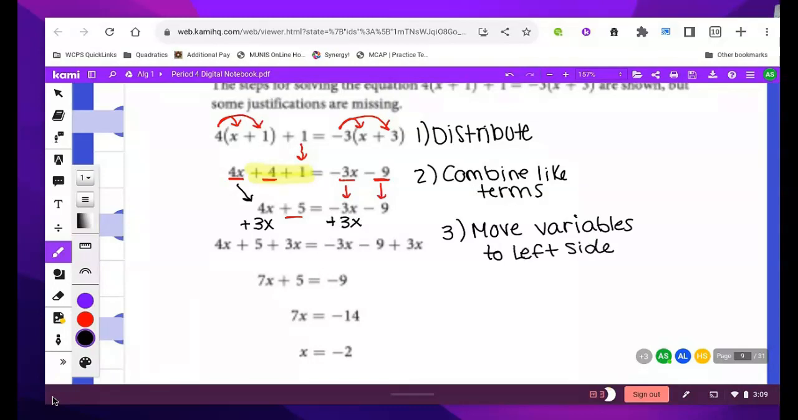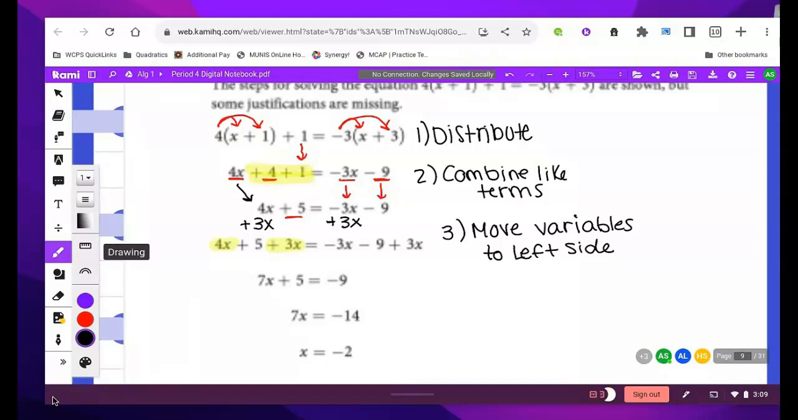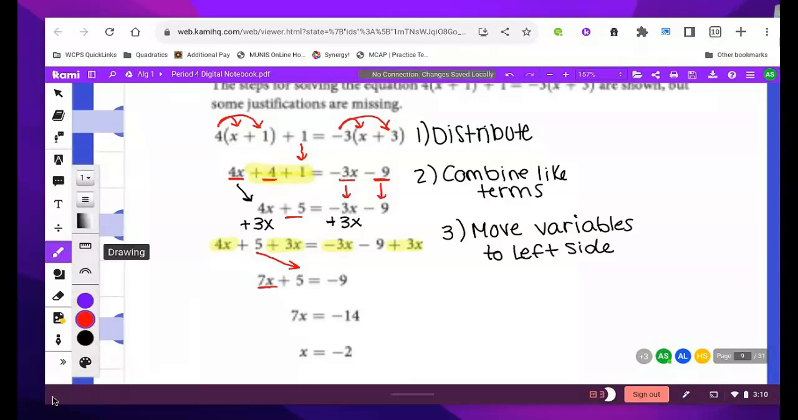And combine like terms. So now we've got 4x plus 3x, and that's where we get the 7x from. And notice we just bring down the 5 in the next step. Over here, on this side of the equal sign, we have negative 3x plus 3x, which equals 0. They cancel each other out. And we bring down the negative 9.